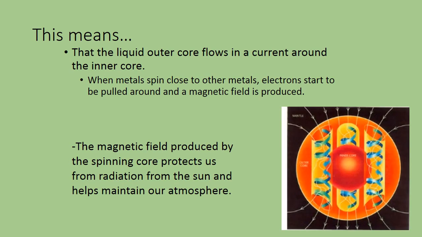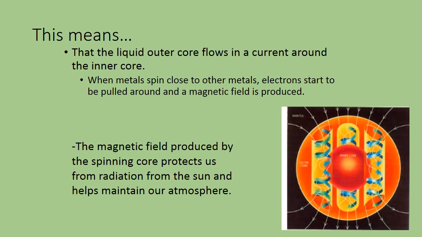We've already mentioned Earth's magnetic field and plate tectonics, but let's take a step back and look at how these processes work in more detail. First, the fluid portion of the core, the outer core, flows in currents around the inner core. Both parts of the core are metal, though. When metals spin close to other metals, electrons start to be pulled around and organized into domains. When this happens, they produce a magnetic field.